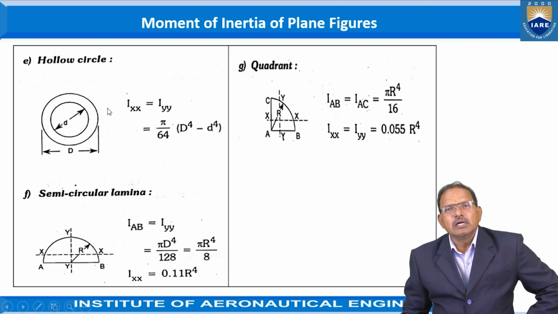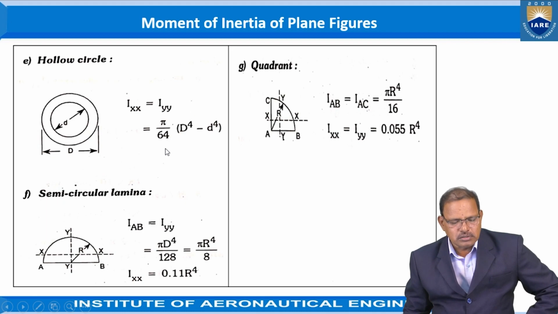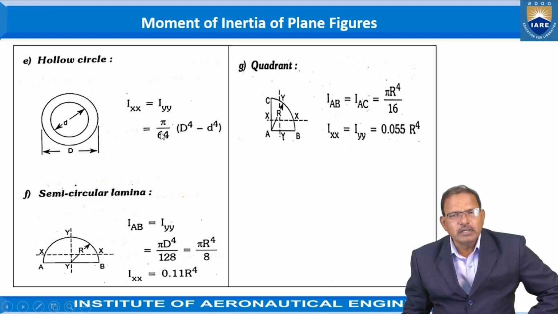The moment of inertia of a hollow circle is also symmetrical about the x-axis and y-axis passing through the centroid. Hence, I-x is equal to I-y, which is equal to pi by 64 into capital D to the power of 4 minus small d to the power of 4, where capital D is the diameter of the outer circle and small d is the diameter of the cutout circle.